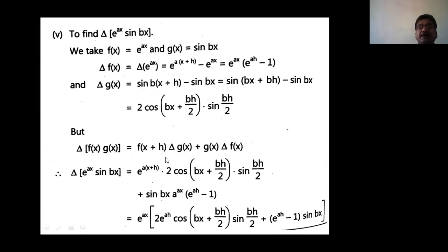The value of f(x+h): this is f(x) e^(ax). What is f(x+h)? e^(a(x+h)). So replace x by x plus h in f(x). Then delta g(x) is this quantity, by using the sin c minus sin d rule: 2 times cos of (c+d)/2, this quantity, and (c-d)/2. So we have this, right? g(x) is sin bx, and delta f(x) is this quantity, e^(ax) times something. And so this is the final answer. Take e^(ax) common, or keep this step as the final answer.